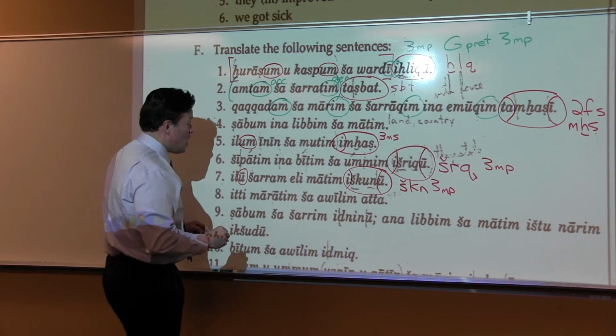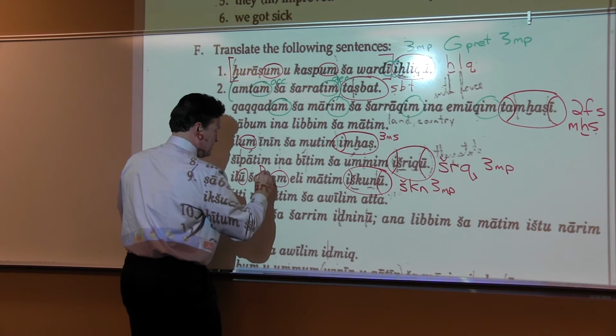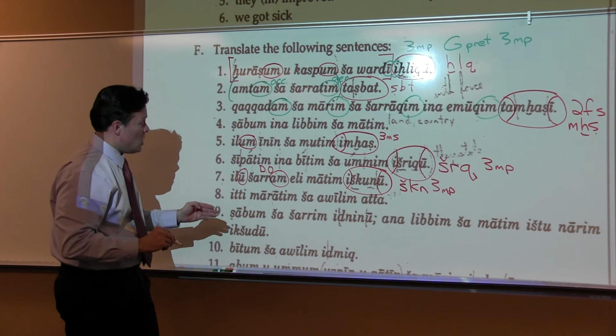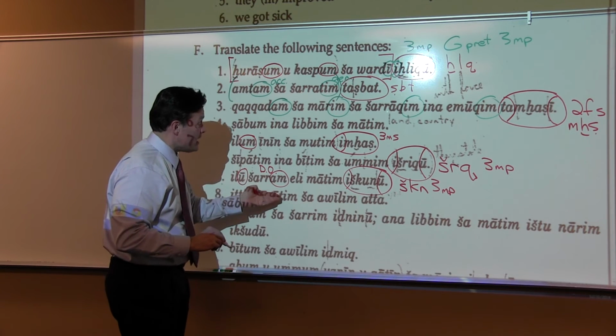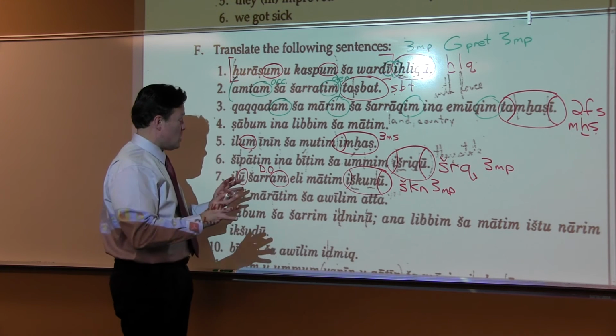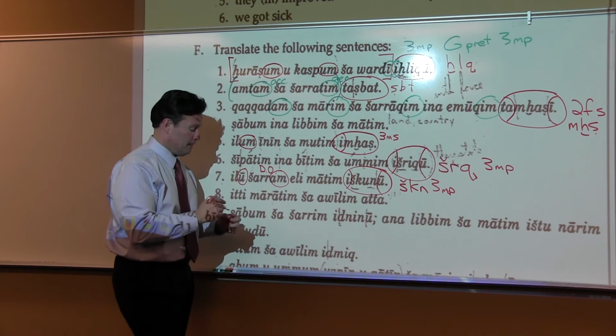The gods installed, whom did they install? Am marks the direct object. That's the accusative case. The gods installed the king over the land.